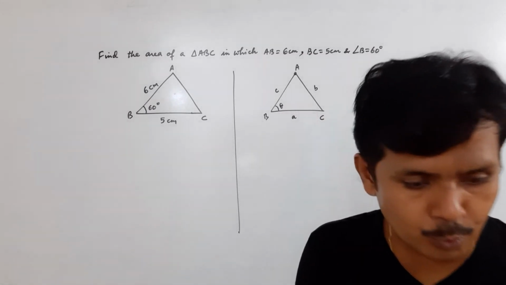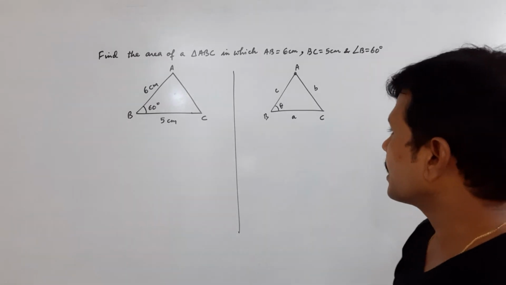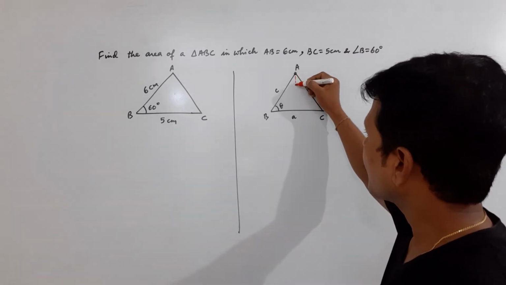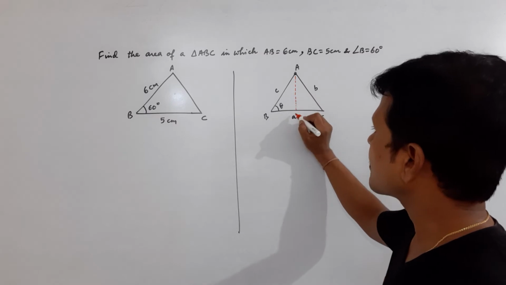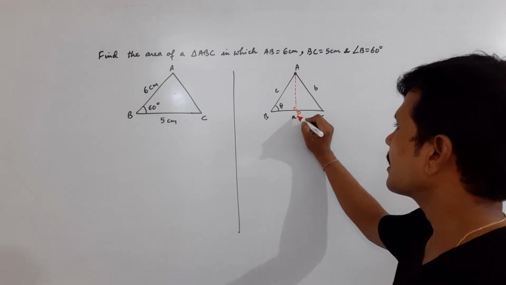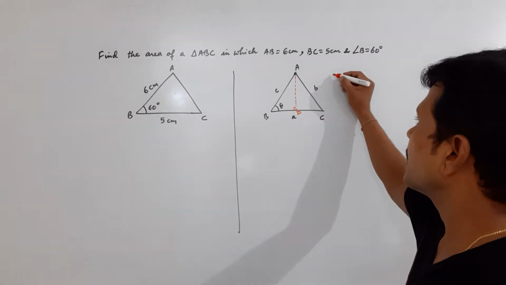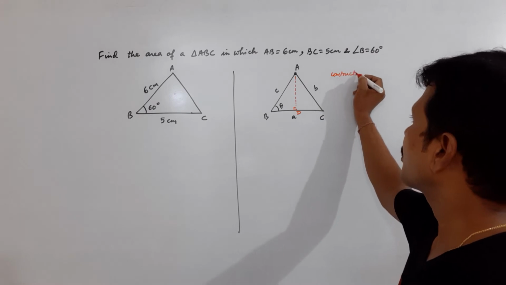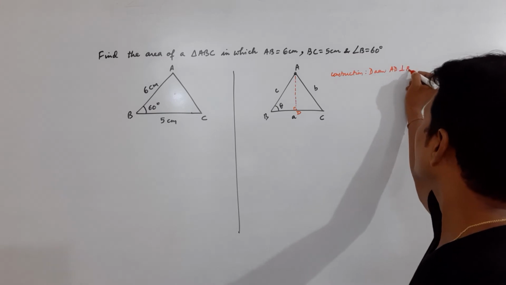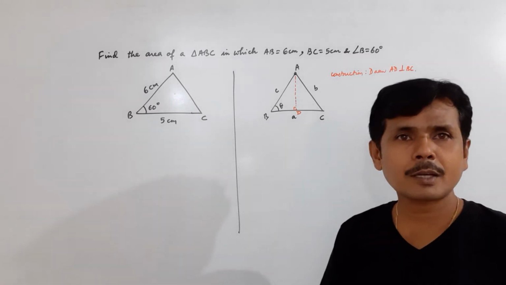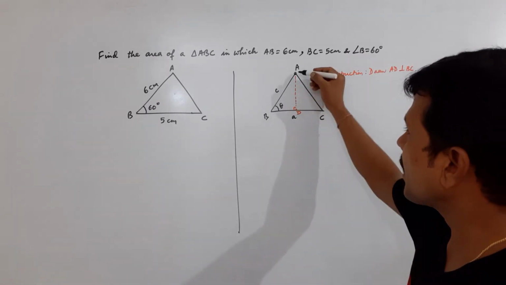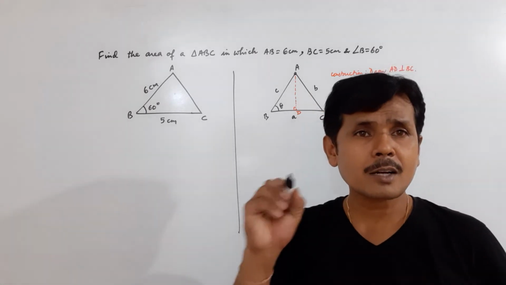Now what I am going to do over here? I am going to drop a perpendicular from A on this side BC. You can see I have drawn a perpendicular over here. I have named this point as D. So I have written over here construction, draw AD perpendicular to BC. Now I can use this angle and this side to find this length, that is using trigonometry.